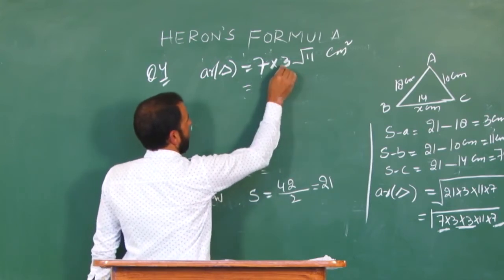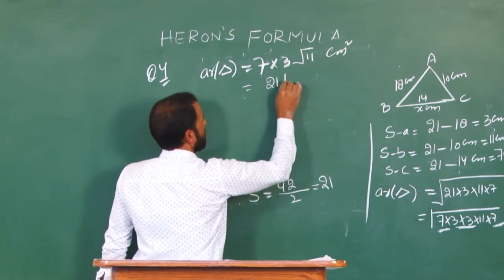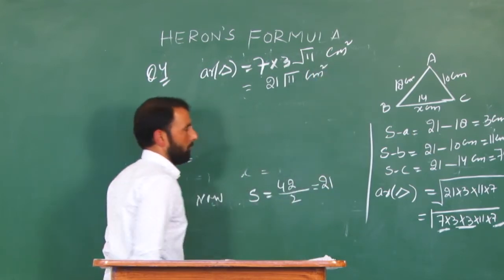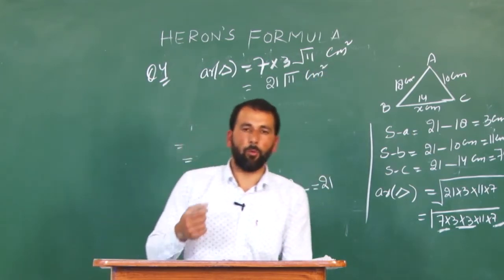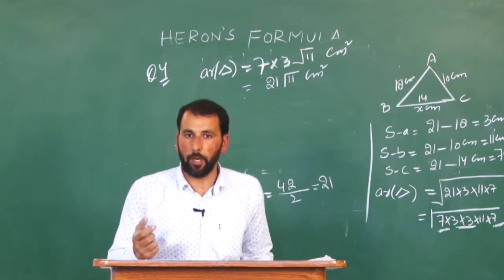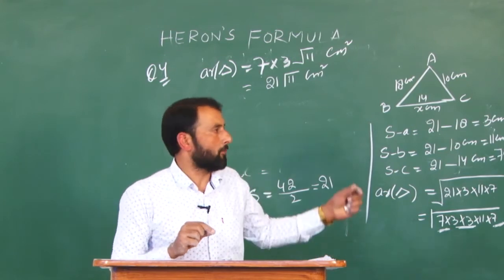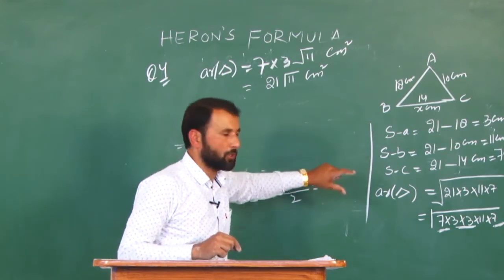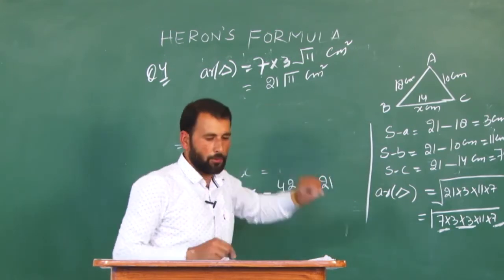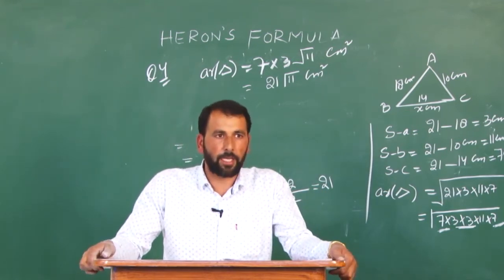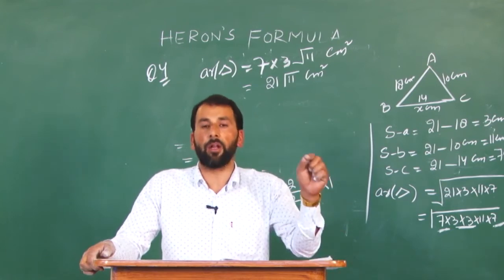That means 7 into 3 is 21, square root of 11 centimeter square is the area of the triangle. So when we have a triangle where two sides and the perimeter are given, we can find the third side. Then after finding the third side, we use Heron's formula to find the area of this triangle.